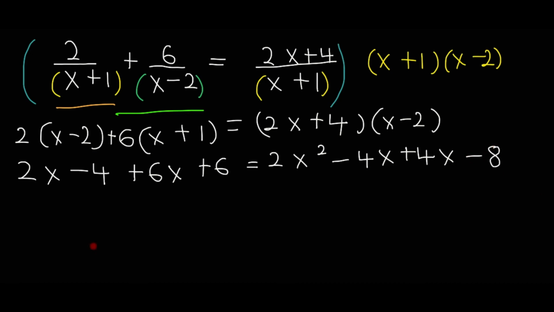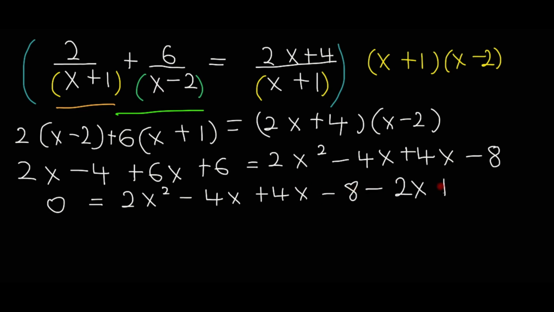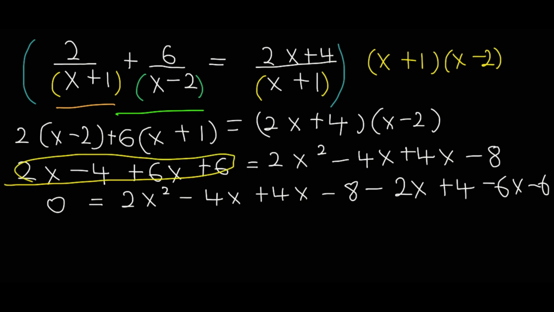And then from there we group the like terms. For the reason that we have a square term, we expect a quadratic. So we group the like terms in such a way that one side is equal to 0. Let's say this is 0, we take everything and share it to the other side. We have 2x squared minus 4x plus 4x minus 8 minus 2x plus 4 minus 6x minus 6. We take everything across the equal sign and change the sign.